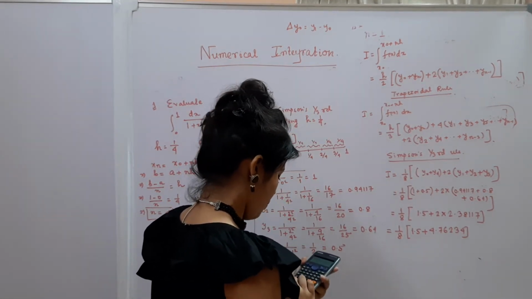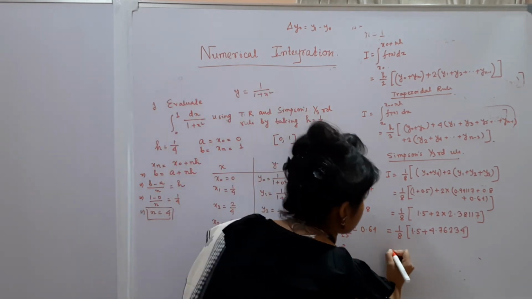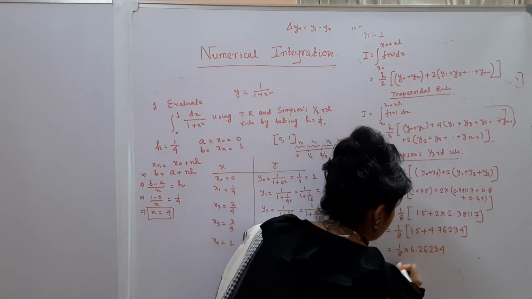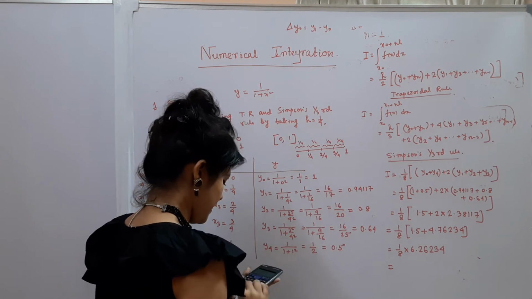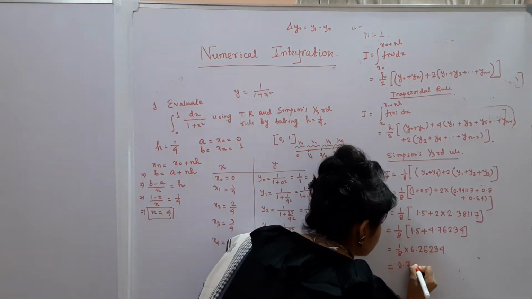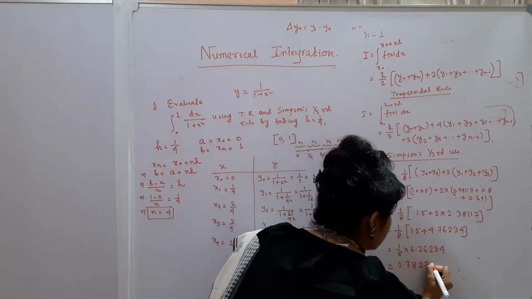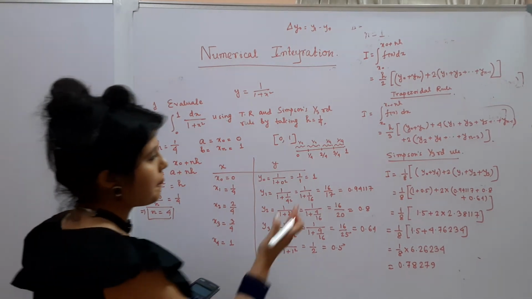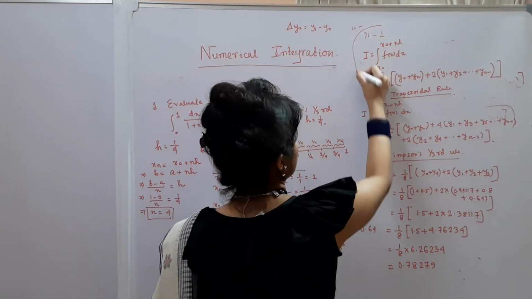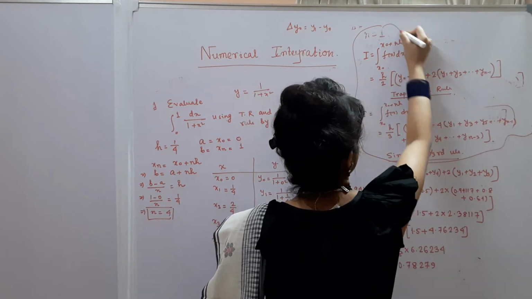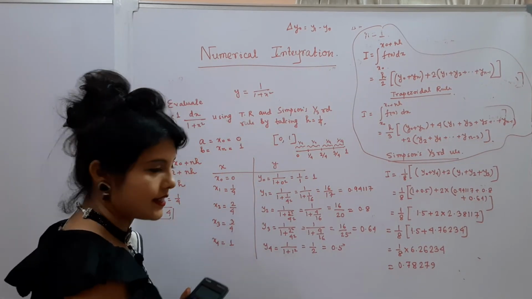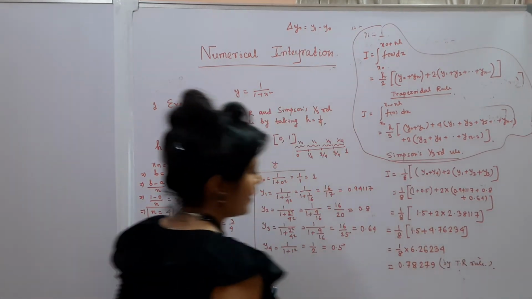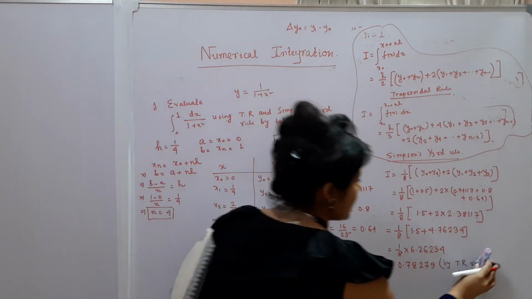4.76234 plus 1.5, that will give you 1 by 8 into 6.26234, and it is divided by 8, and you will get 0.78279. I am taking 5 digits after the point. So by trapezoidal rule, you will get this answer. This is by trapezoidal rule.